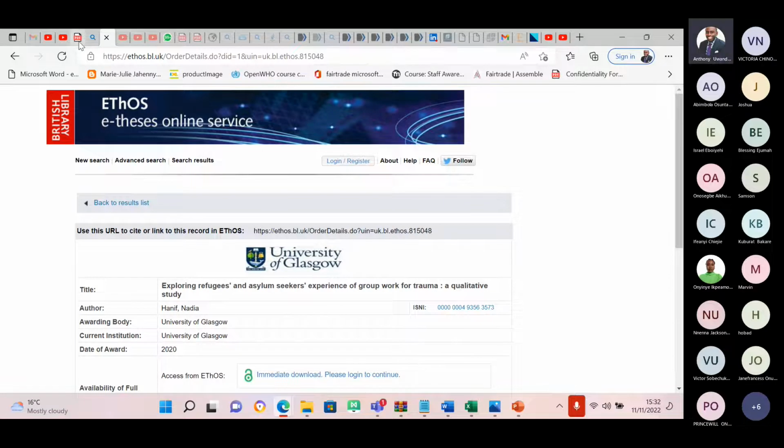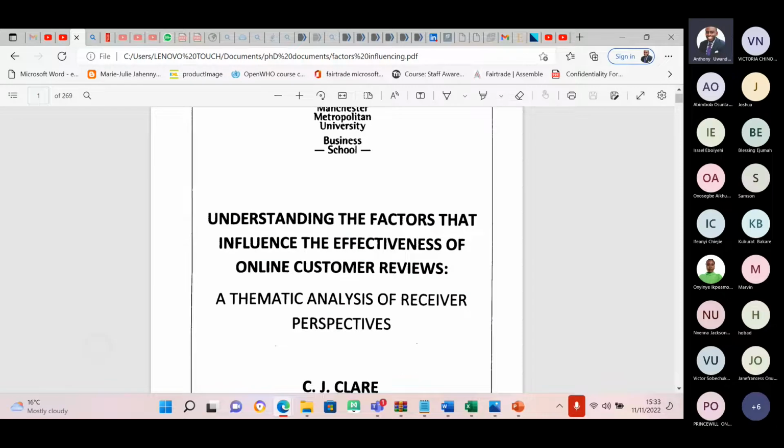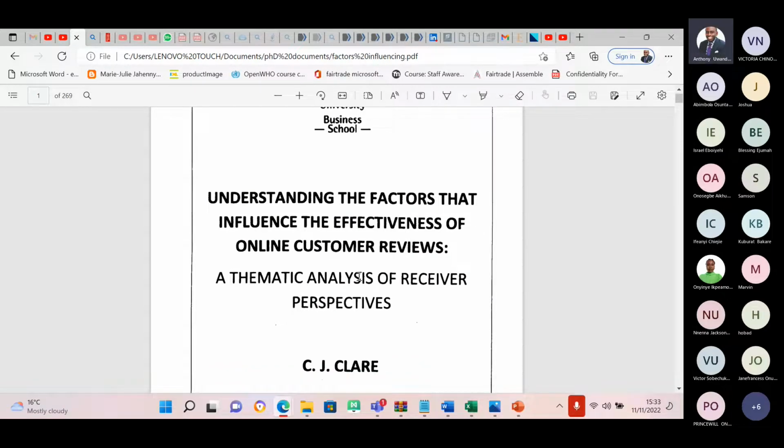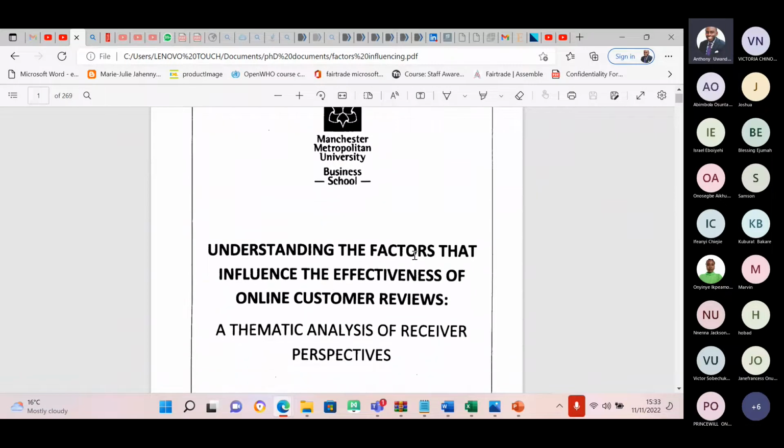So what other ways are there to frame your review paper? At least now we know what thematic analysis is. So these are not strange terms. This is another one I downloaded: understanding the factors that influence the effectiveness of customer review. So this is another good way of framing your topic.